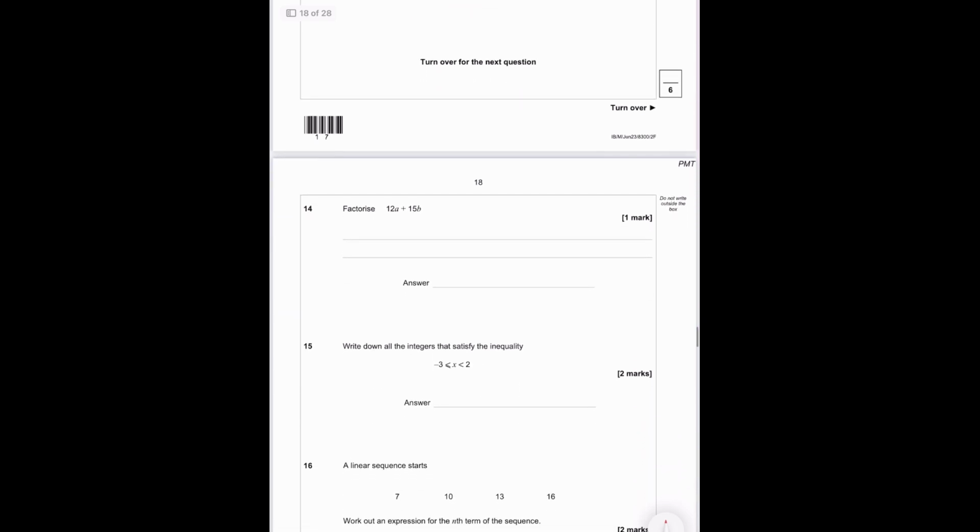Factorise 12a plus 15b. So these can both be divided by 3. So I'm going to take that 3 out. 12 divided by 3 is 4. 15 divided by 3 is 5. So in my brackets, I have 4a plus 5b.